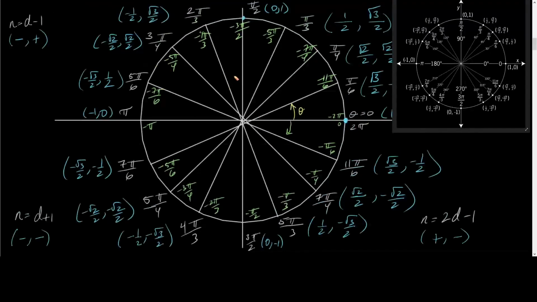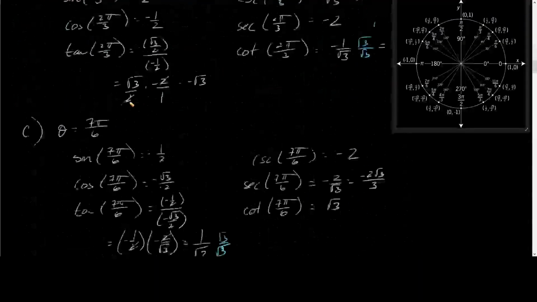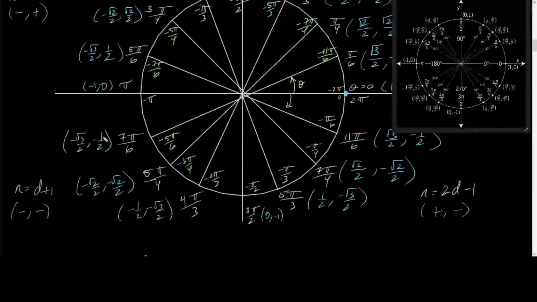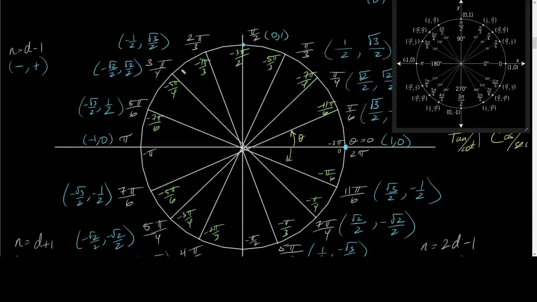It's over here. Hold on, not negative 7 pi over 4. Oh no, I messed that up. Negative 5 pi over 4 is what I meant. Negative 5 pi over 4. Alright, so here we do have negative 5 pi over 4. It's the same as 3 pi over 4.